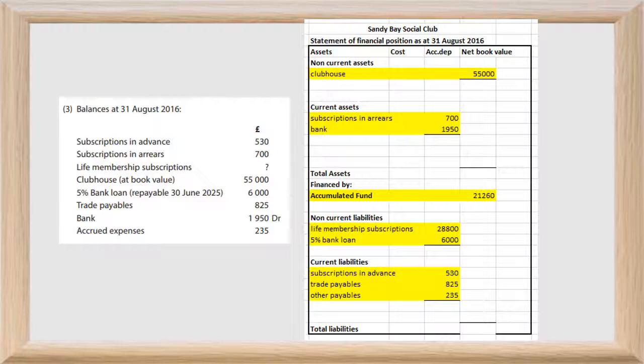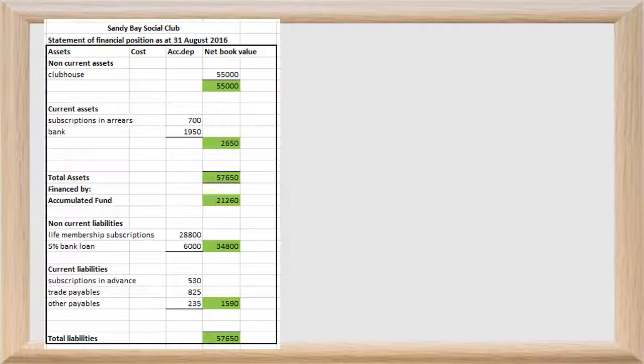Trade payables are considered as current liabilities. Bank is a current asset since it is a debit balance. Finally, accrued expenses should be recorded as current liabilities. After entering all of them, the accumulated fund calculated in Part C should be recorded under Financed by. Now, it is just a matter of totaling up the figures in the SOFP.